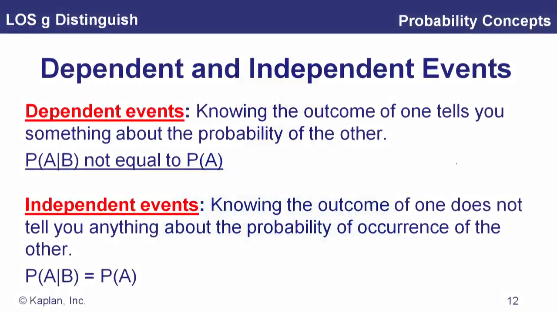Okay, let's start here by reviewing dependent and independent events. Dependent events: knowing the outcome of one tells you something about the probability of the other. So the probability of A given B is not equal to the probability of A. Now, if they were independent, then the probability of A given B is simply the probability of A, because B has nothing to do with it.